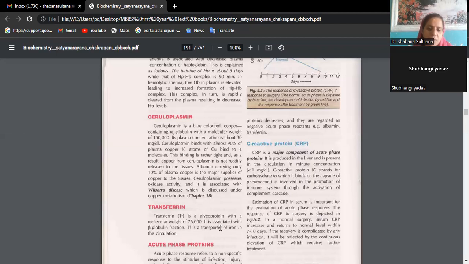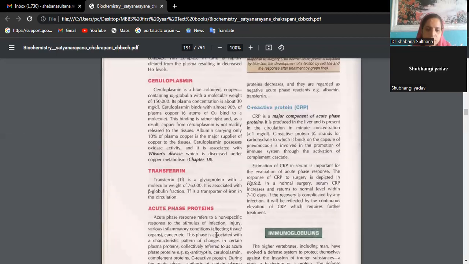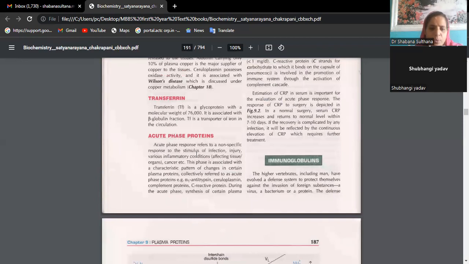It helps in the transportation of iron. Acute phase proteins, we will see, are new proteins which are seen in new diseases that are coming up. Nowadays, like COVID itself is a new disease, from 2020. Like that, we have many viral infections during which new proteins may be seen in the blood, which are called acute phase proteins. So due to infection, injury, or some inflammation, we will see some new proteins in the blood, which are called acute phase proteins.